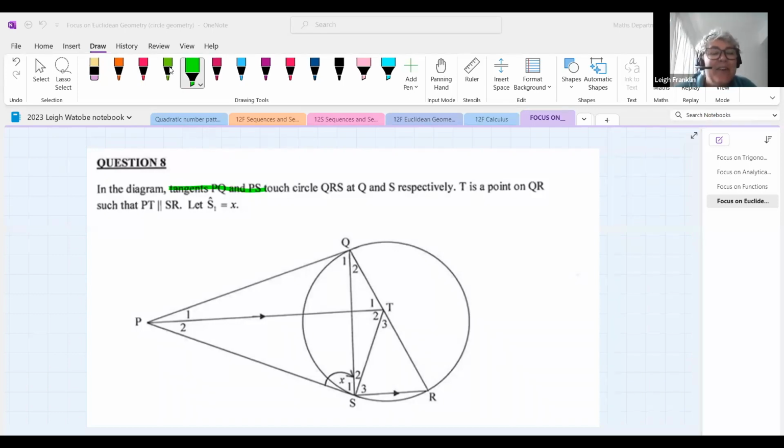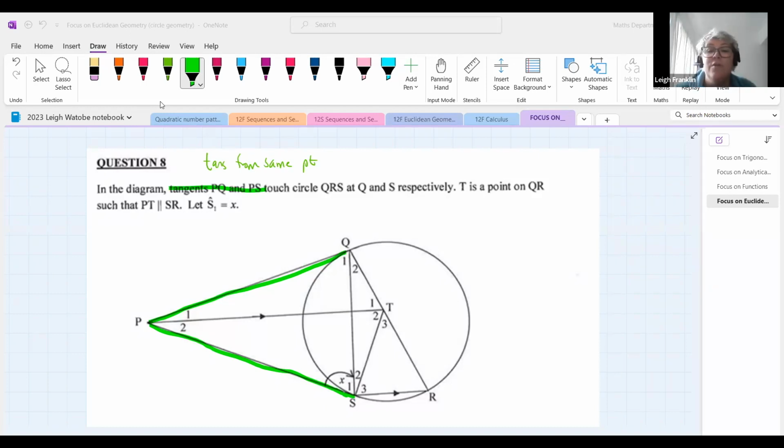Okay, so straight away, tangents from the same point. Tangents from the same point is important because if this line over here equals this line over here, then we've got two angles that are equal. PQ equals PS. So which angles are equal? That's it, perfect. Well done. All right, Q1 is equal to X as well.